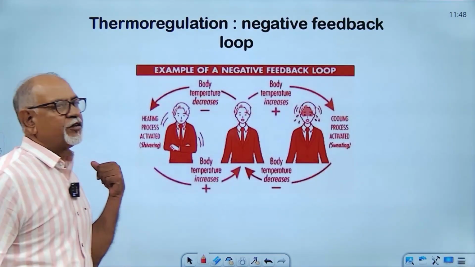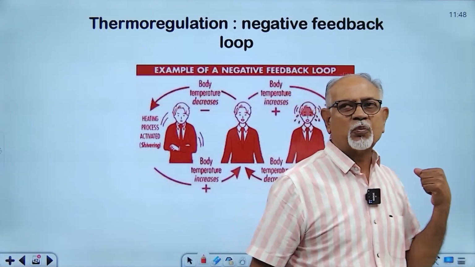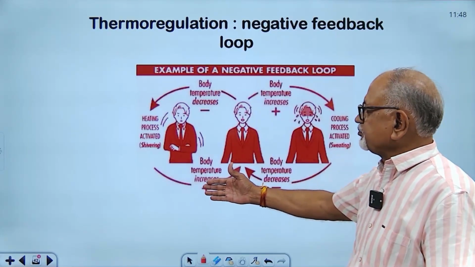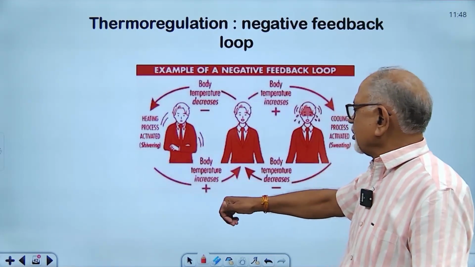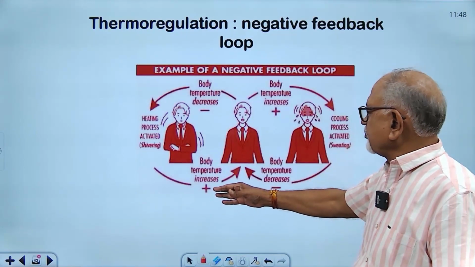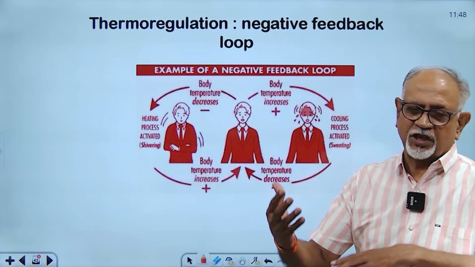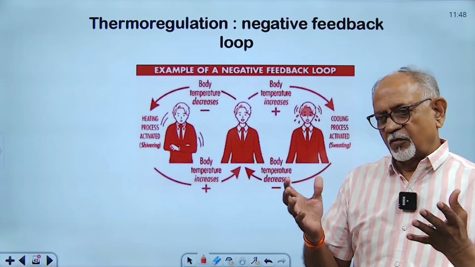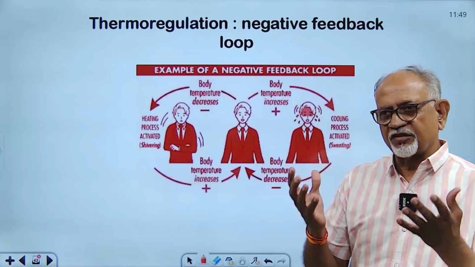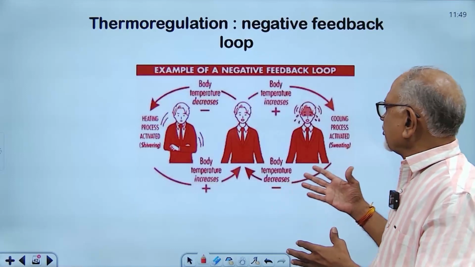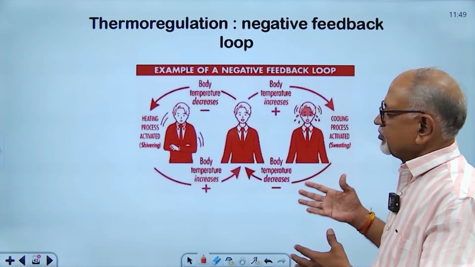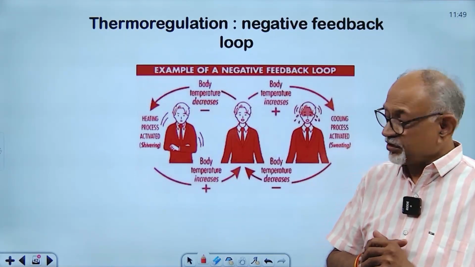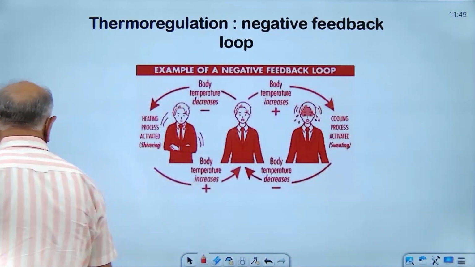Here is a simple representation of thermoregulation. When the body temperature increases, a lot of sweating occurs. Evaporative cooling occurs and body temperature is maintained. And when there is cold condition, then shivering occurs, the sweating decreases, and thus the body temperature is maintained at normal.